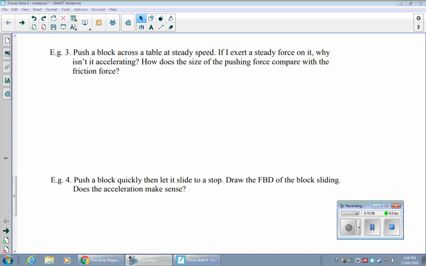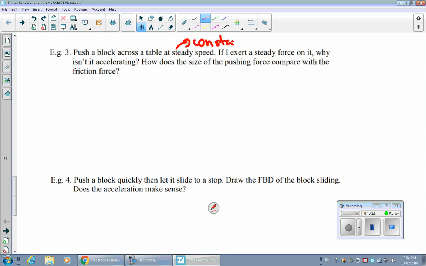So let's try a little variation on our last example. What about if we're pushing a block, just like we were before, across a table, but now we're pushing it at a steady speed, meaning a constant speed. So you can maybe even add that to your note if you think you'll forget what I mean by steady. It's just constant. And so if I apply or exert a steady force, again, meaning my force amount that I apply to it won't change, why isn't it accelerating even though I'm applying all this force to it? Well, let's take a look at what its free body diagram would be doing.